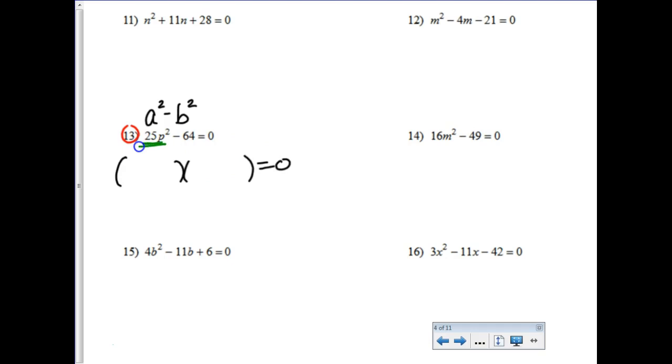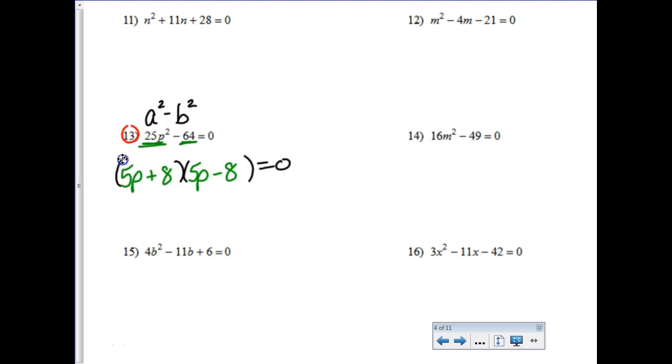So the square root of 25p squared would be 5p. And then the square root of 64 would be an 8 and an 8. And then if one's a plus and one's a minus, that's how the middle terms cancel out to nothing. There's nothing in the middle.